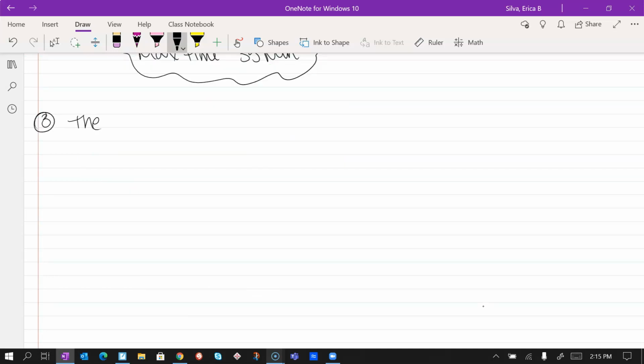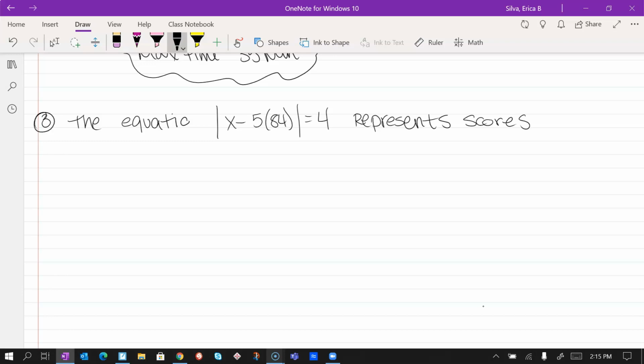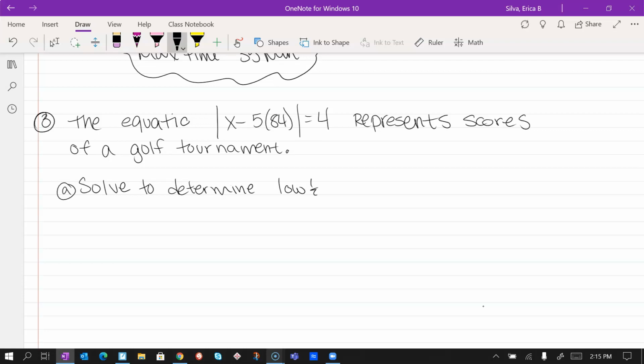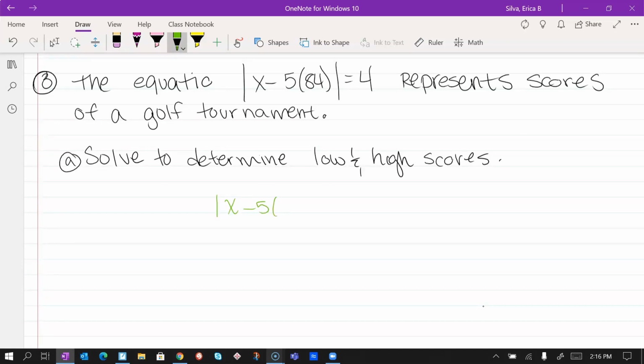Okay, we have the equation: the absolute value of x minus 5 times 84 equals 4. It represents scores of a golf tournament. So we want to solve to determine our low and high score. Right, so we've got x minus 5 times 84 is equal to 4.